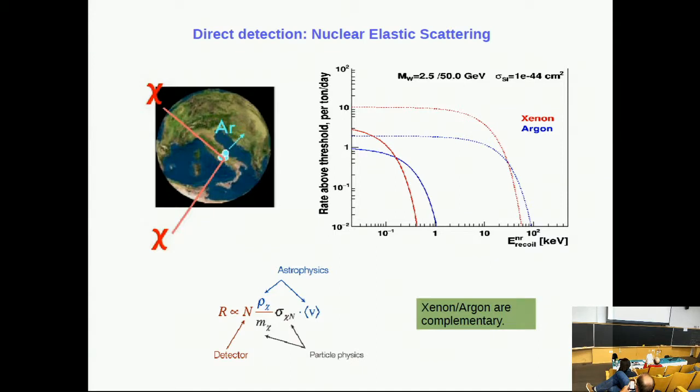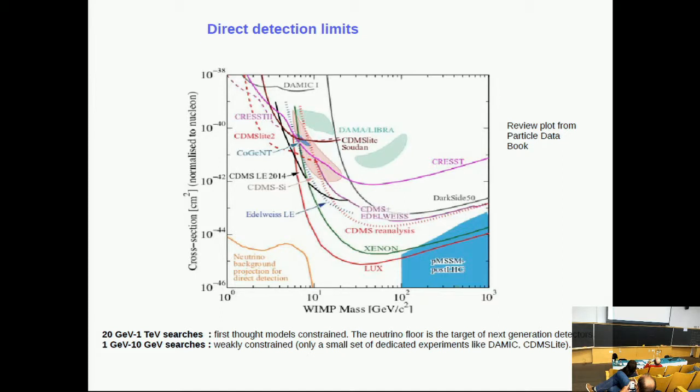And the xenon and argon reality are complementary, in my opinion, because if a signal is ever found, these different cutoffs will help to disentangle the problem. So now, on this slide, I just want to show a review plot from the Particle Data Book, which is the WIMP mass in the range of 1 to 2.1 TeV versus the spin independent cross section.